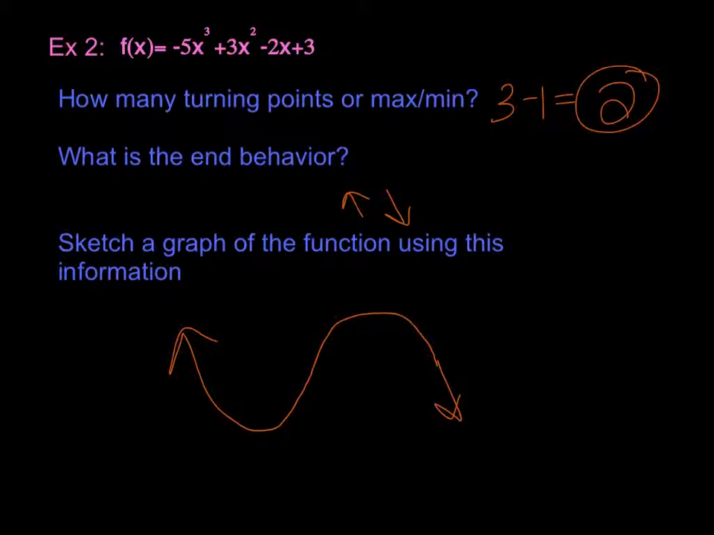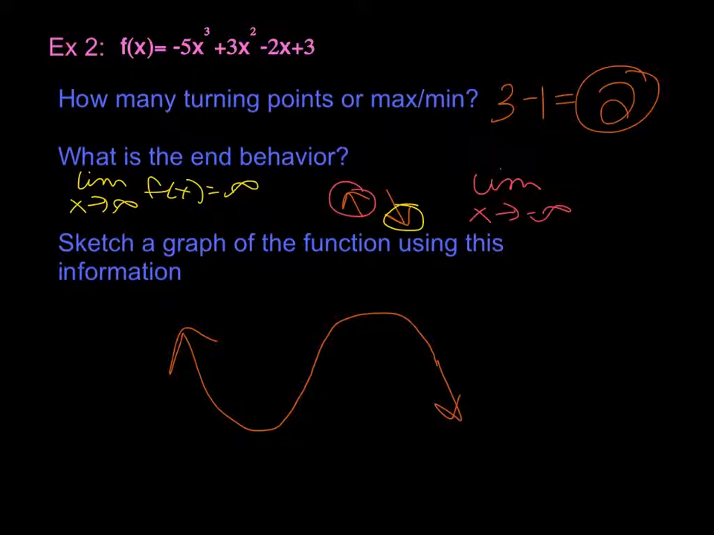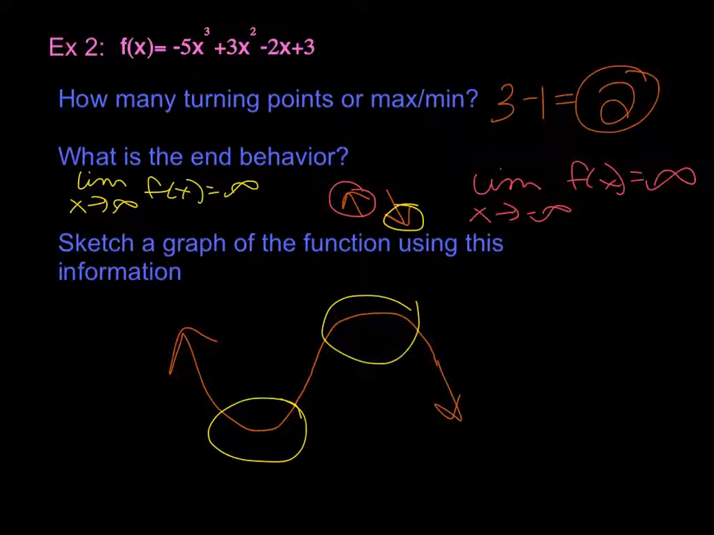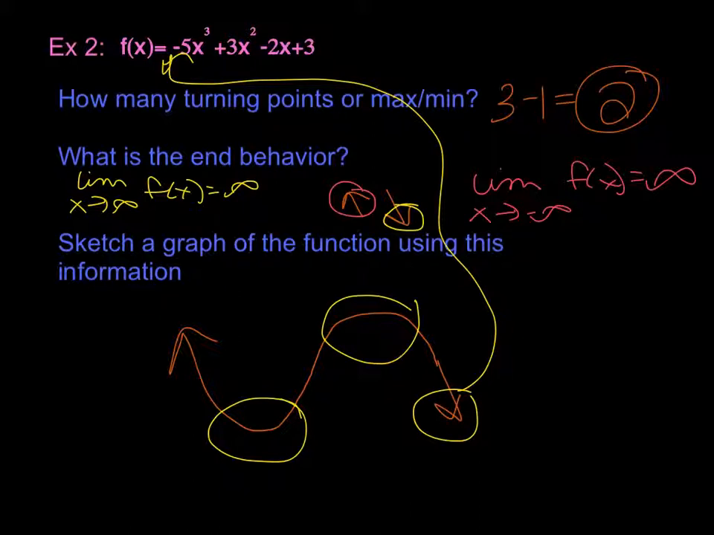So my end behavior, if I write it out in limit notation, my limit as x approaches infinity, that's the right side one, goes to negative infinity. And my left side one, my limit as x approaches negative infinity, which is this left-hand side of my function, is positive infinity. You can see down here that I have two turning points. I'm pointing down on the right, which matches this sign right here, my negative sign.